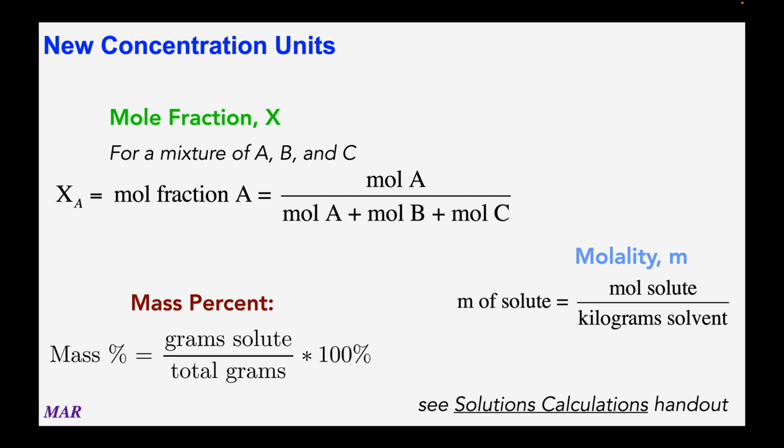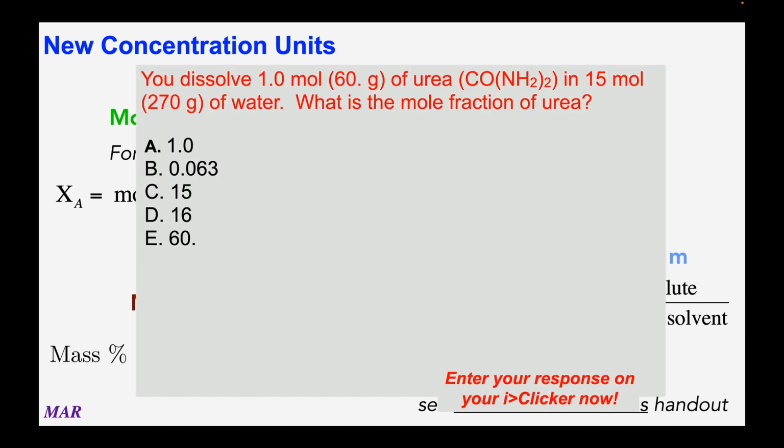But let's look at some examples here of how you would convert from one to the other and figure them out. In this question, we have 1 mole, 60 grams, of urea, which there's the compound formula, and it's in 15 moles, 270 grams, of water. And the question is, what's the mole fraction of the urea? So mole fraction, which by the way gets that symbol, looks like a capital X. Technically, it's a chi. It's a Greek letter. I don't care if you write an X, but that's technically what it is.